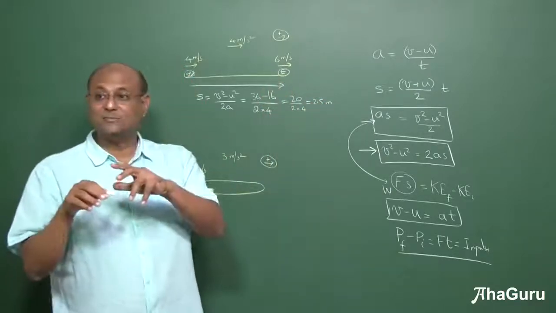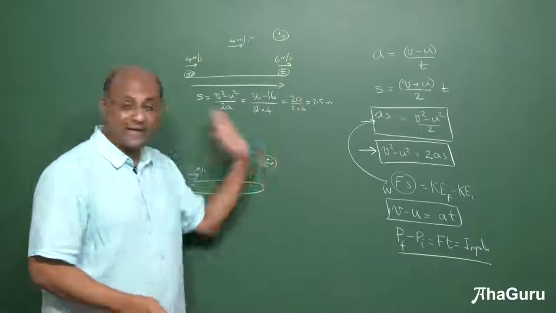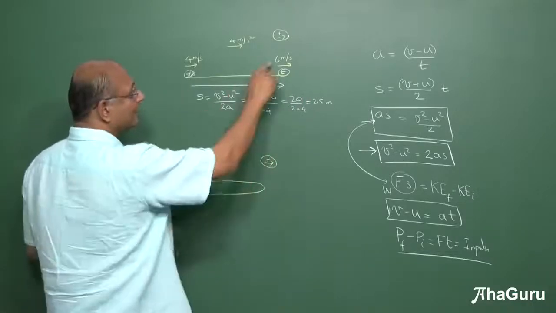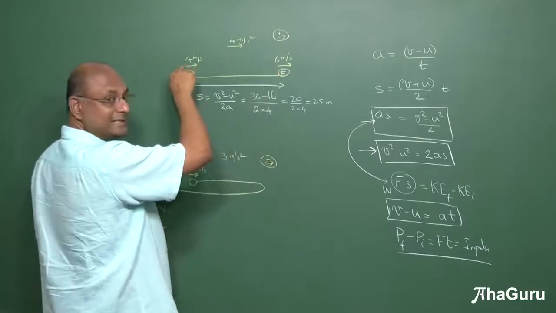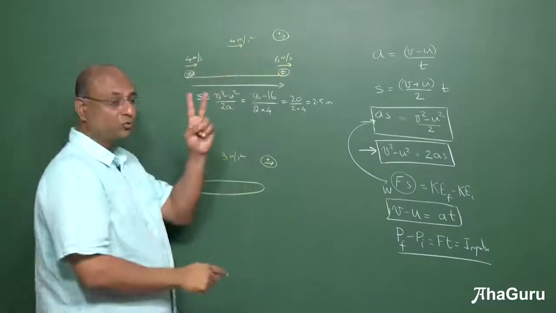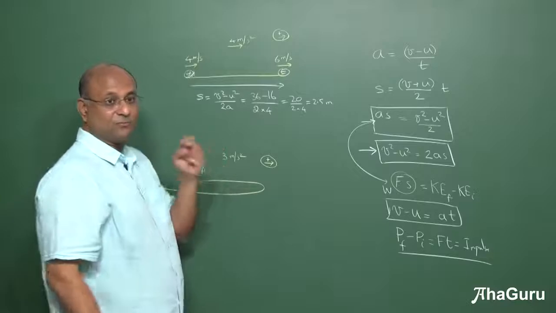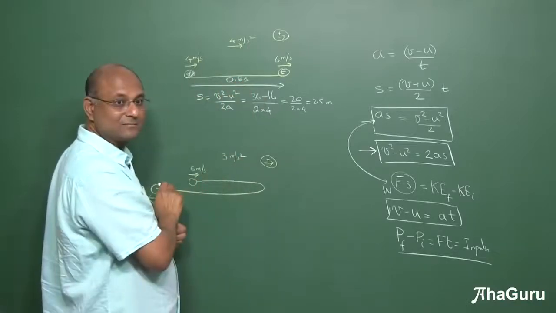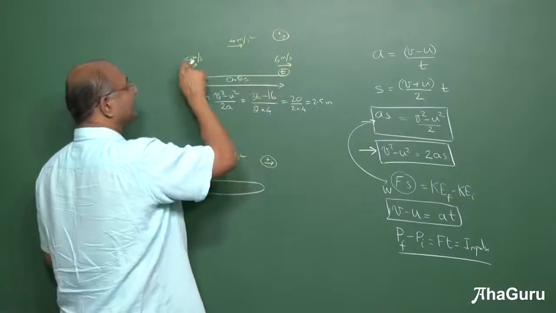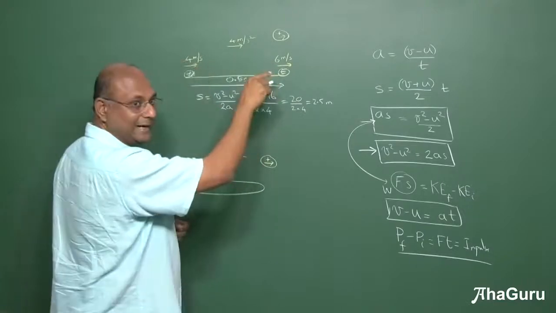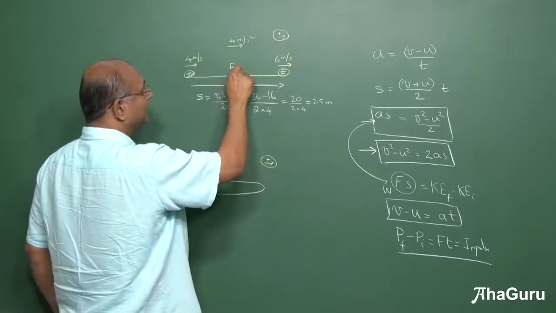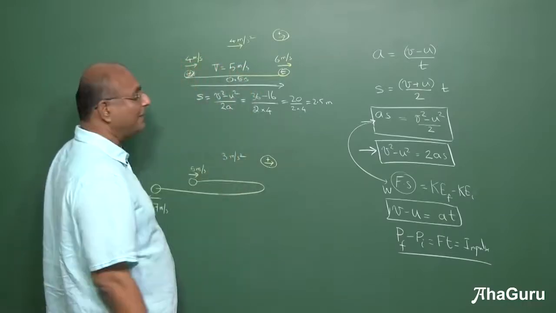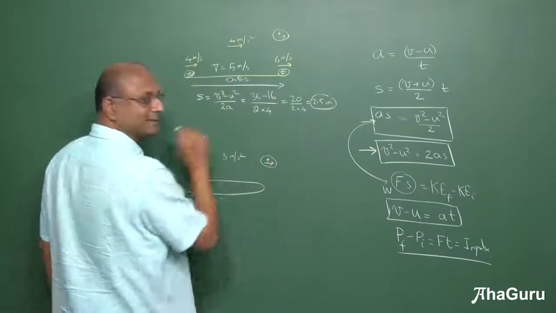Let me check whether this works if I calculate time. I didn't calculate time, but suppose I wanted to calculate time. Is it easy to calculate time? Final minus initial, how much is that? 2 divided by acceleration 4. How much is that time? 0.5 seconds. Average velocity: 4 plus 6, 10 by 2, 5 meters per second. Average velocity into time, 5 into 0.5, 2.5 meters.